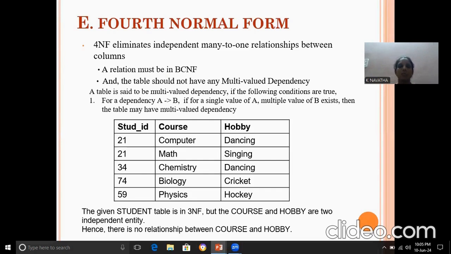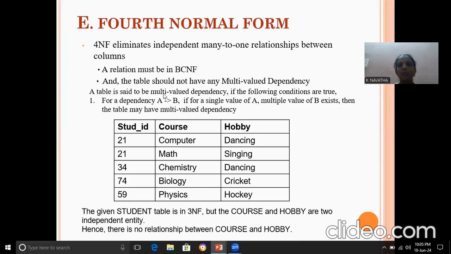A relation must be in BCNF. The rule for the fourth normal form is, what are they? It must be BCNF, and it should not have any multi-value dependency. And what will it eliminate? Independent many-to-one relationships between the columns. Independent, see here.